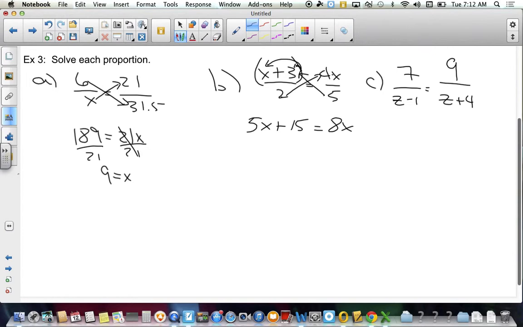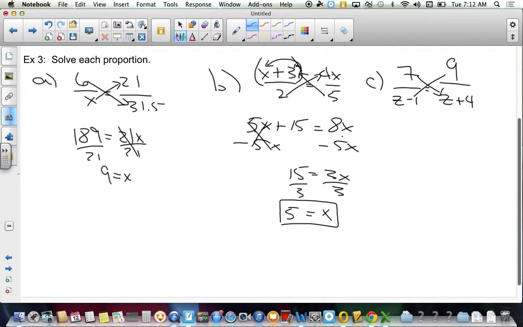Okay, so I want to work on finish solving. To do that, I've got to move my 5x over, so I'm going to subtract this 5x from both sides, get my x's together. That gives me 15 equals 3x. Divide both sides by 3, and we get x equals 5. Okay? Then it just becomes solving an equation after we cross multiply.